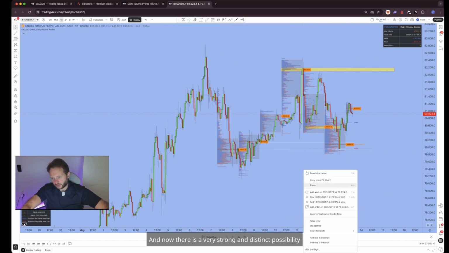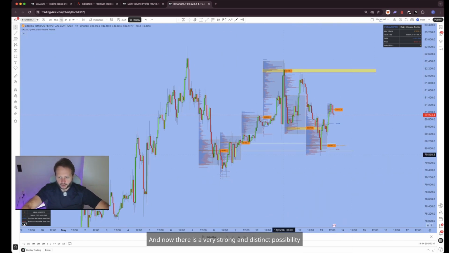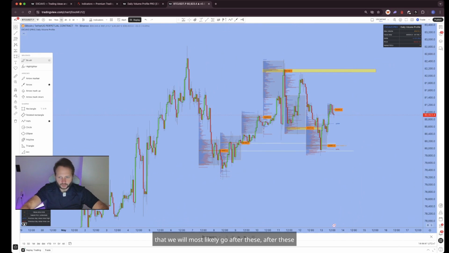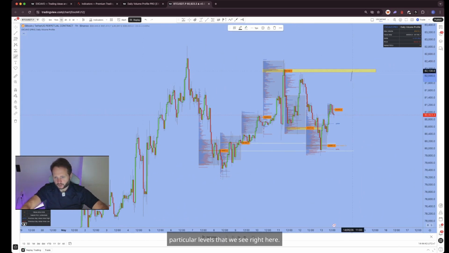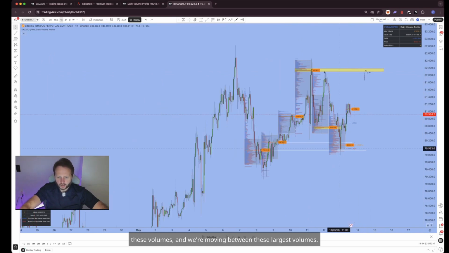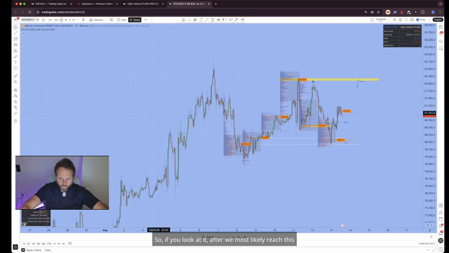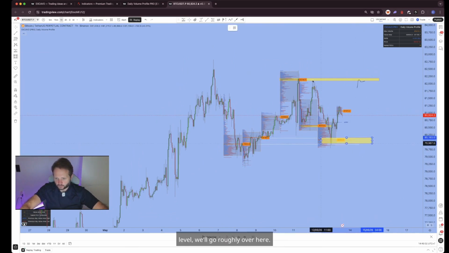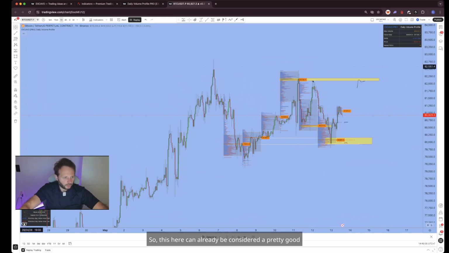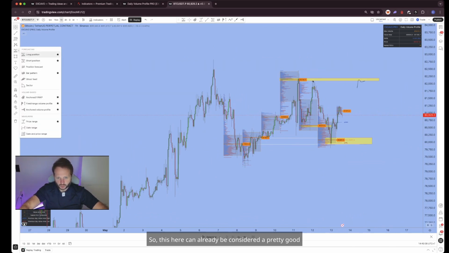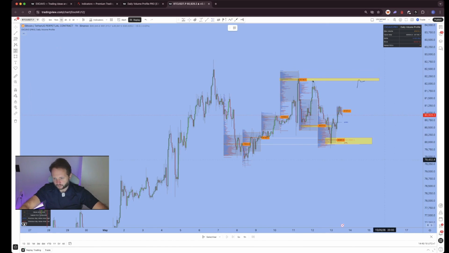And now there is a very strong and distinct possibility that we will most likely go after these particular levels that we see right here. Although if you notice, right here we also reached these volumes and we're moving between these largest volumes. So if you look at it, after we most likely reach this level, we'll go roughly over here. So this here can already be considered a pretty good swing, some kind of trade, with the target right here.